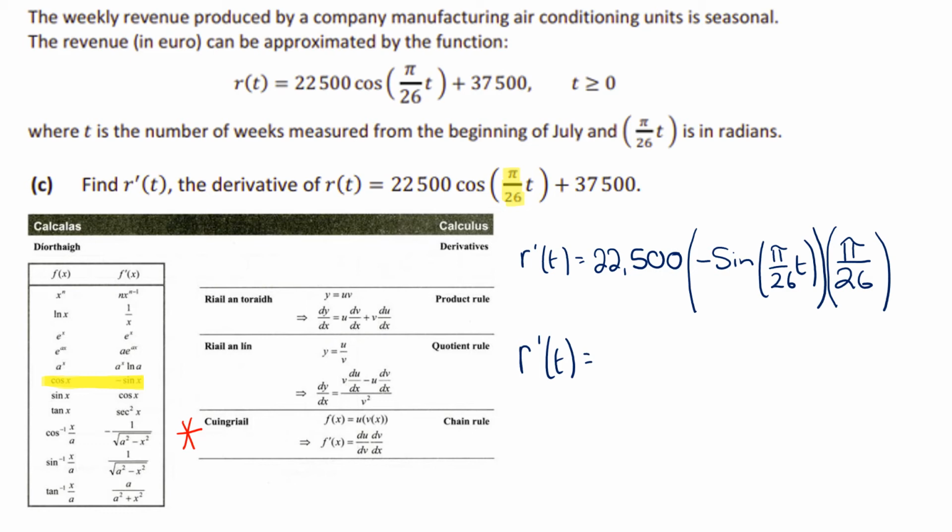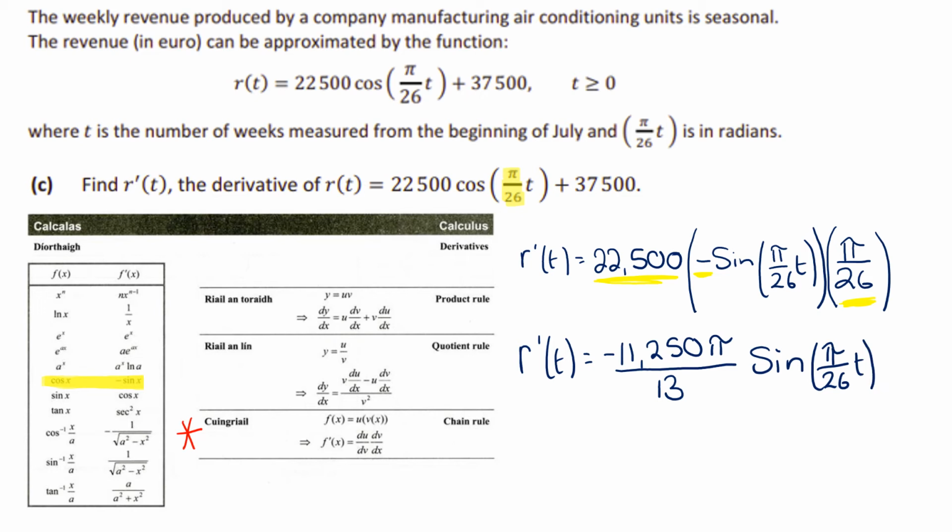So here I will end up with r dash t, the first derivative. I'm going to tidy all of this up. So I'm going to multiply this number by the minus by this number here. And it tidies up to minus 11,250 pi all over 13. And then I still have my sine of pi over 26t.